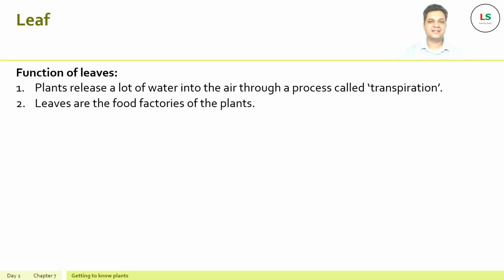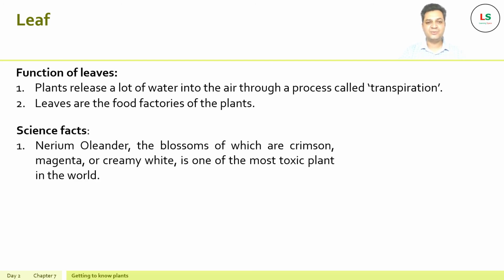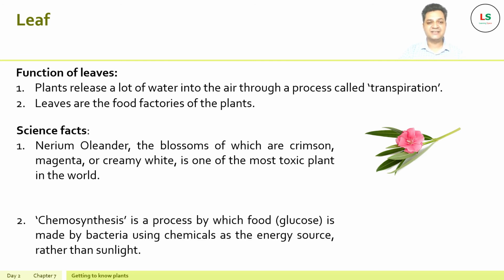Leaves are the food factories of the plants. Now some science facts. Nerium oleander, the blossoms of which are crimson, magenta or creamy white, is one of the most toxic plants in the world. Chemosynthesis is the process by which food, that means glucose, is made by bacteria using chemicals as the energy source rather than sunlight.